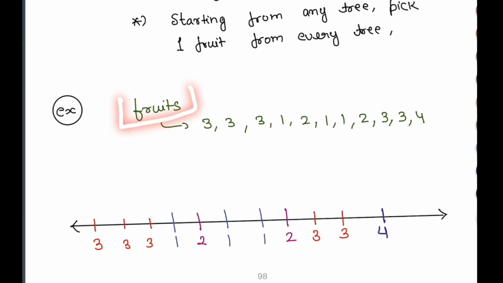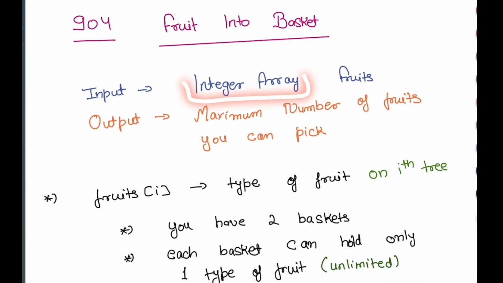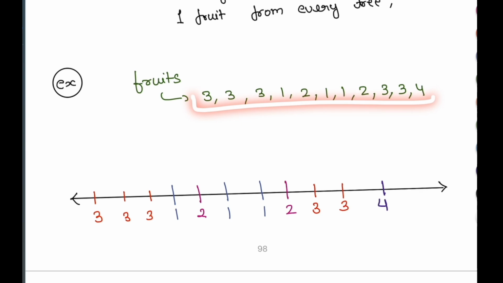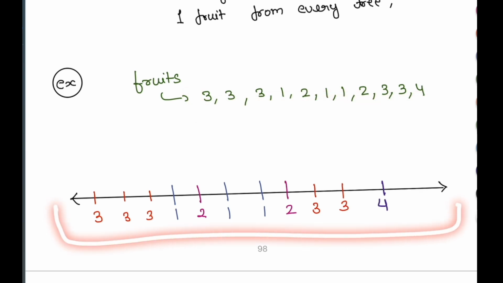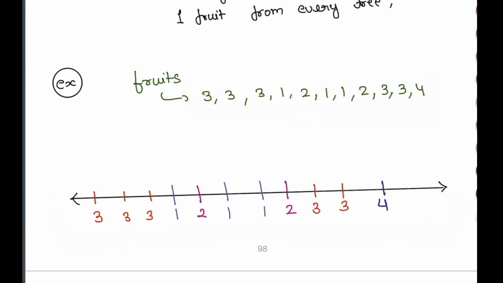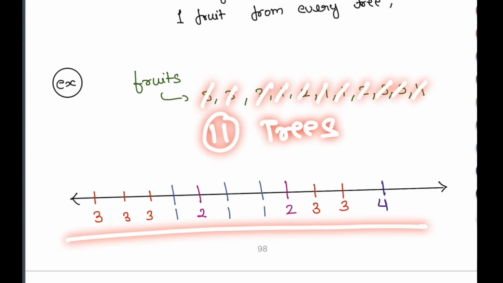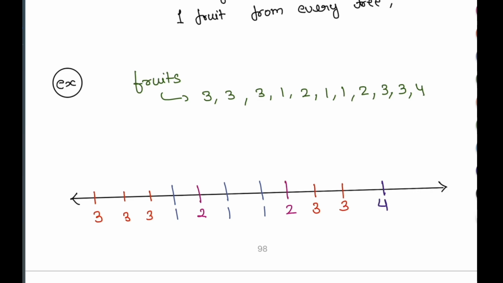The input array fruits is 3 3 3 1 2 1 1 2 3 3 4. First of all, our focus will be on understanding the input. The input is the integer array, which is representing lots of trees. So all these are trees in a row. I have created a row and put all these values in it. What I have is 1 2 3 4 5 6 7 8 9 10 11, 11 trees in a row. Basically every data in this fruits array is representing a tree of a particular type of fruit.